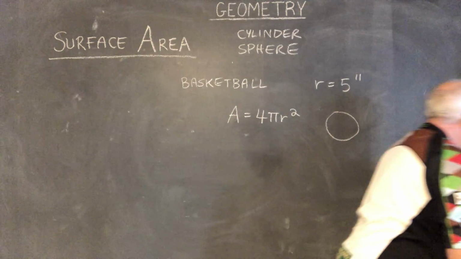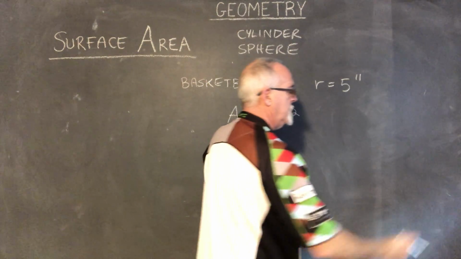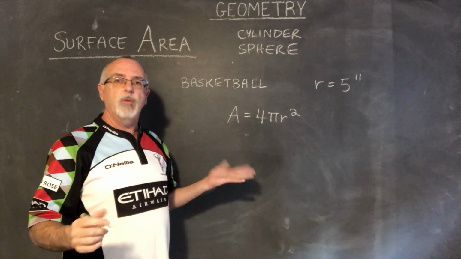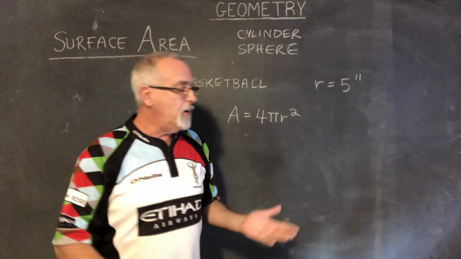Okay, I don't need that. I'm going to erase it. So pi r squared, the area of a circle, times 4 gives the area, but which one? Does it give the lateral area or the total area?